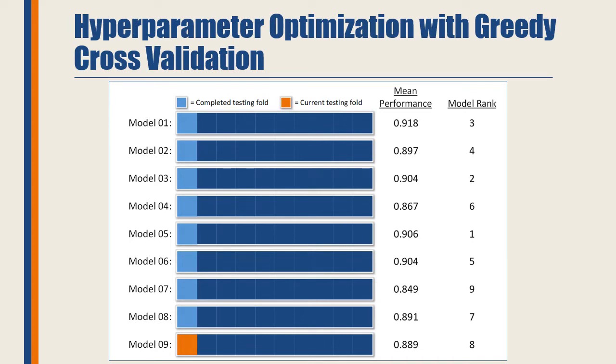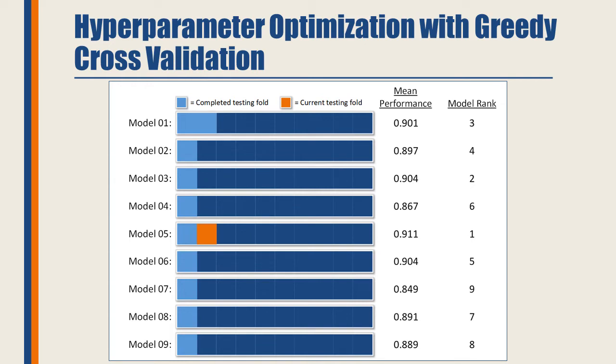From this point forward, the greedy cross-validation method simply pursues the next available fold for the model with the best current performance. In this particular example, the best current performance is for Model 1, so we would next evaluate fold number 2 for that model. After evaluating that fold, the currently known mean performance for Model 1 is updated. In this particular example, Model 1 is no longer the best prospect, but instead, Model 5 is now exhibiting the best current performance. We would therefore evaluate fold number 2 for Model 5 next.